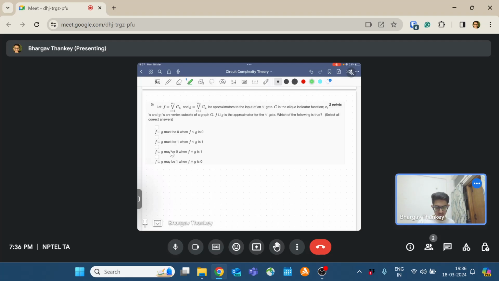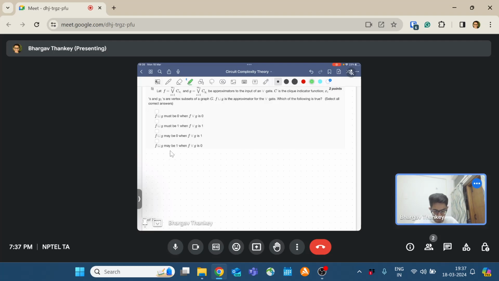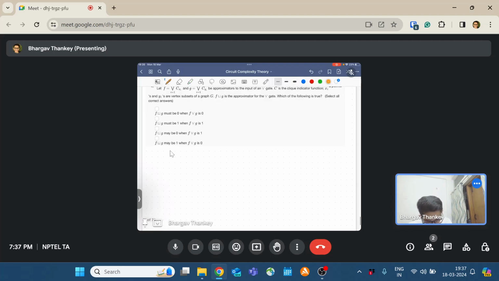F ⊔ G must be 0 when F or G is 0. F ⊔ G must be 1 when F or G is 1. F ⊔ G must be 0 when F or G is 1. And F ⊔ G may be 1 when F or G is 0. So let's look at this.